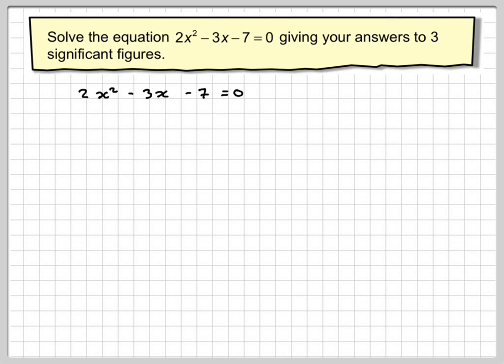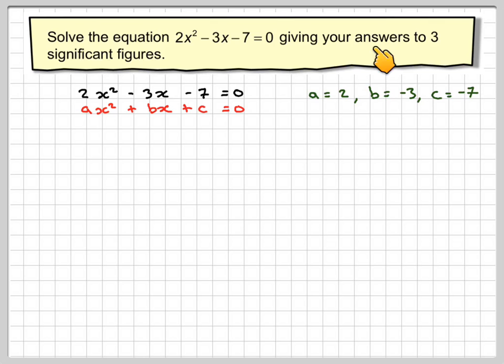Now, what we need to do is, underneath that, write down ax squared plus bx plus c is equal to 0. That's the general format of a quadratic equation. So that means that a is 2, b is minus 3, and c is minus 7.